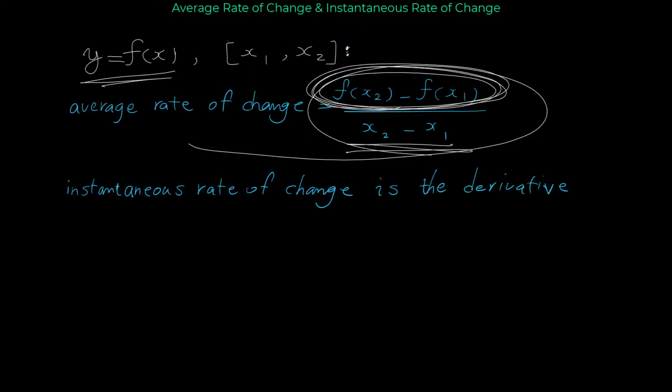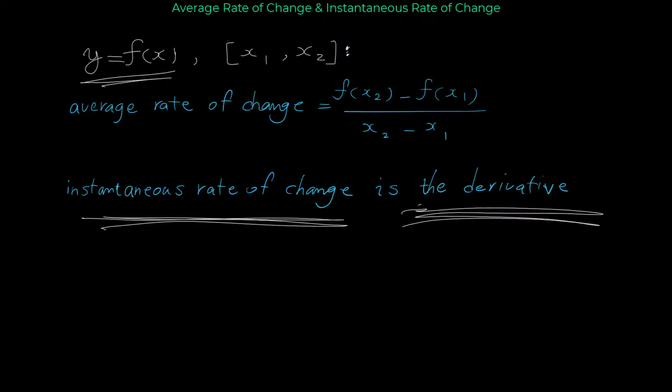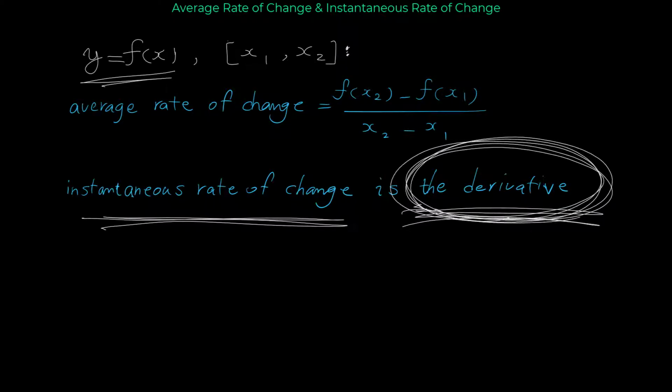But what is the instantaneous rate of change of a function? The instantaneous rate of change of a function is the derivative of the function. So basically, when you are finding the derivative of the function, one of the interpretations for the derivative is instantaneous rate of change. So whenever you want to find the instantaneous rate of change of a function at a point, simply find the derivative of the function at that point.